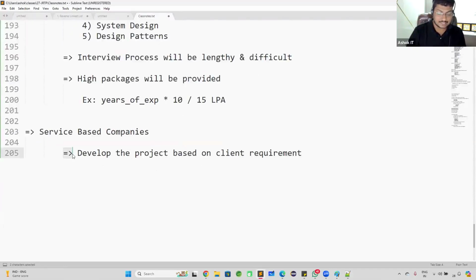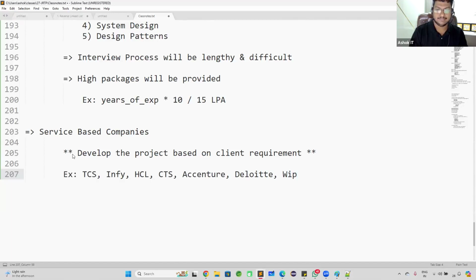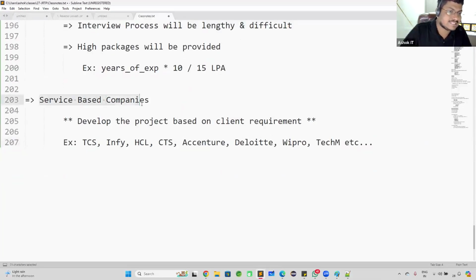Now, what about the service-based companies, guys? Service-based companies will develop the project based on the client requirement. For example, TCS, Infosys, HCL, Capgemini, Cognizant, Accenture, Deloitte, Wipro, Tech Mahindra, etc. So there are so many companies which come under the service-based category. What is the meaning of this service-based category, guys? These companies are going to develop the project based on the client requirement.